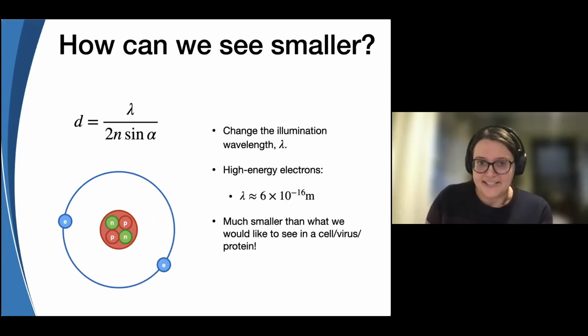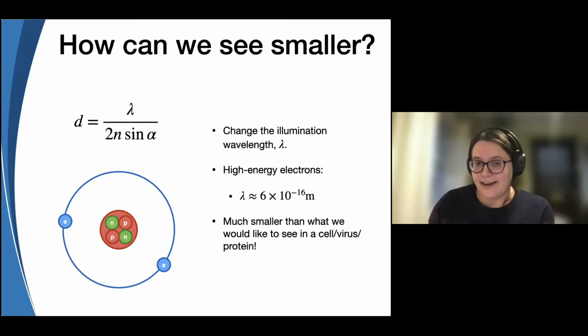We think about Ernst Abbe's equation again. Well, the most powerful tool that we've got in that arsenal actually is to change the illumination wavelength. So we change the top term on that fraction and really drive down our resolution limit so that we can see smaller and smaller. This is kind of illustrated by if you take an electron. So here I've drawn a little schematic of an electron or 2 electrons orbiting around an atomic nucleus. If you rip those electrons off, focus them down into a beam, actually their wavelength is about 6 times 10 to the minus 16 meters.